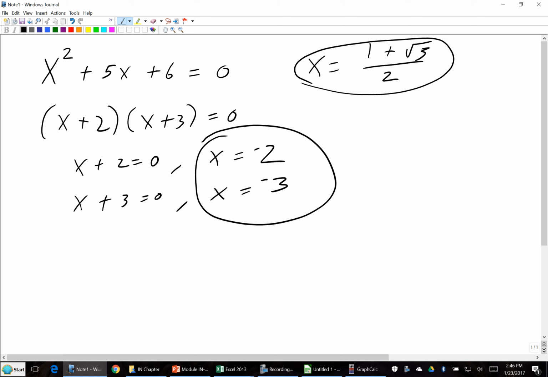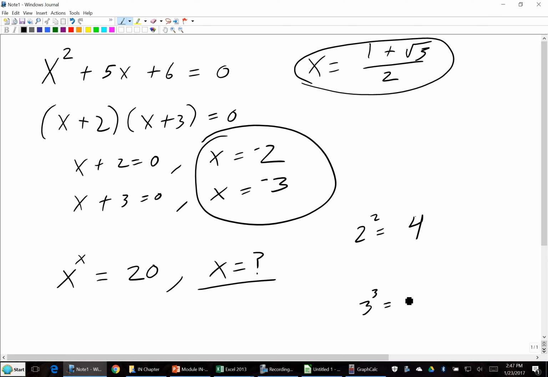But what happens if you have, say, a problem that looks like this? x to the x power is equal to, I don't know, say 20. What is the value of x? Just think about that just for a moment. How would you go about solving this? Well, you come in and start guessing. So you could say, well, 2 squared is equal to 4. 3 cubed is equal to 27.